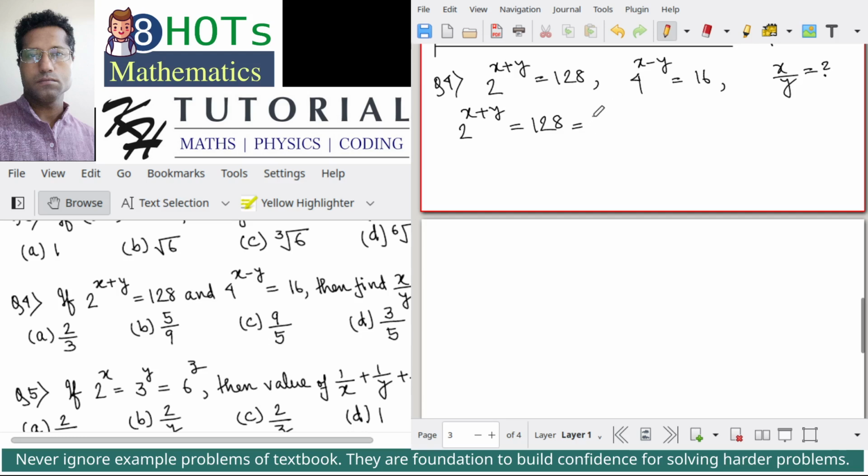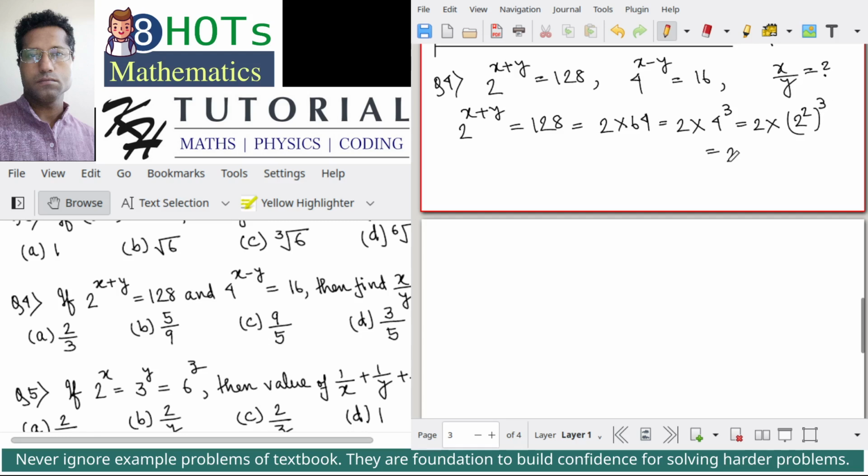So first I will try to convert 128 into exponential form so that it has a base of 2. 128 is 2 multiplied by 64, and 64 is 4 cubed. So this is 2 multiplied by 4 cubed. Now what is 4? 4 is 2 squared, and this whole is raised to the power 3.